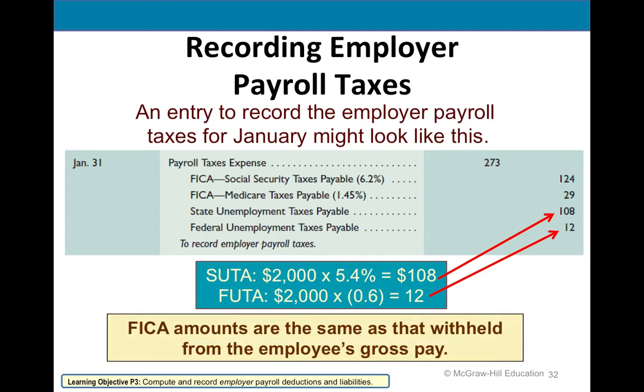And this is the employer's payroll tax expense. So everything the employee paid in FICA, the employer is paying too. And then state unemployment taxes and federal unemployment taxes are calculated separately. And this is the amount the employer has to pay.